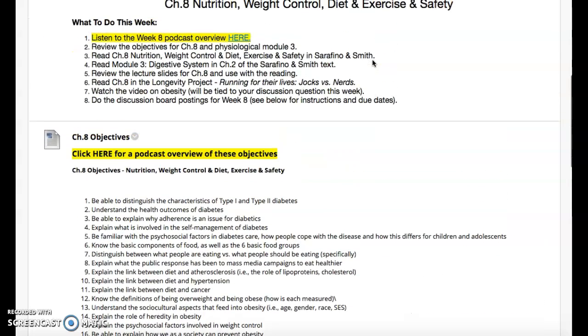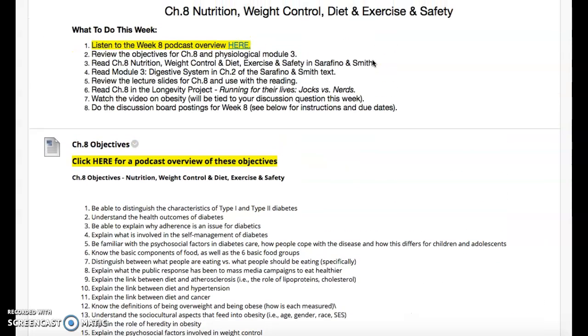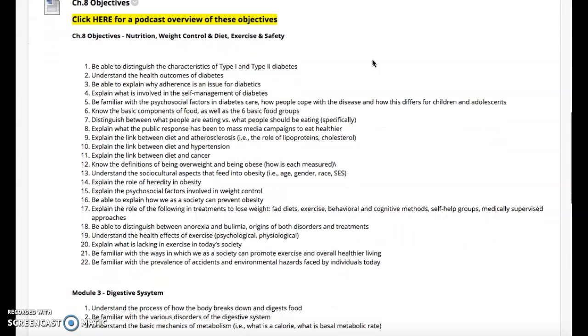If we go back up to look at the module, you're going to be working on the digestive system, which is acutely affected by diabetes. So this will give you a good understanding of just how the disease affects the digestive system, and then the health outcomes related to diabetes, as well as why adherence is so hard for diabetics, what it is about the regimen that makes it very difficult to follow, and what is actually involved in the self-management of diabetes.